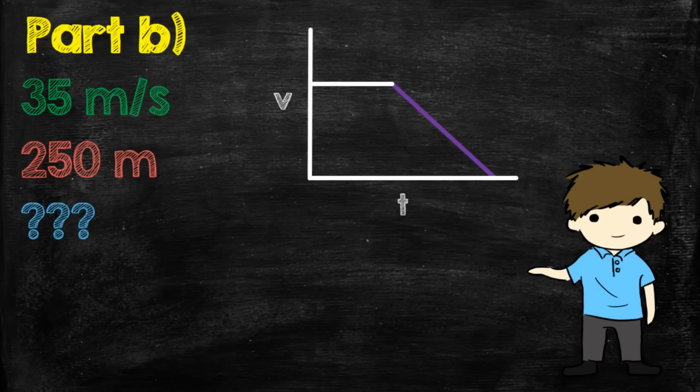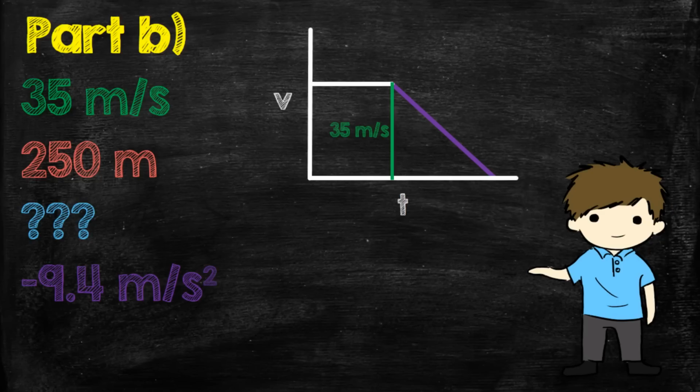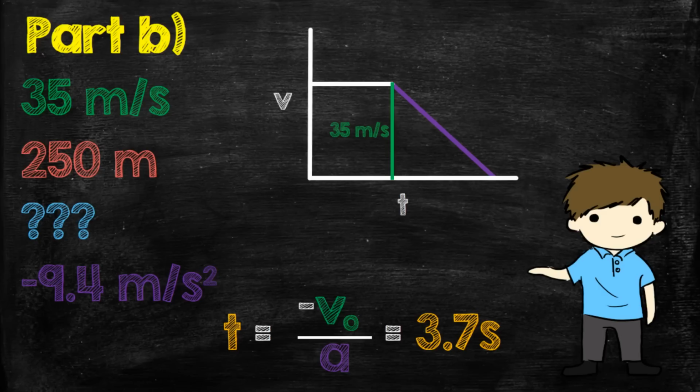Because we know the change in the sled's velocity has to be 35 meters per second, and we've already calculated the rate of acceleration, we can figure out how much time it'll take the sled to stop from 35 meters per second. If we do that math out, we end up with 3.7 seconds.